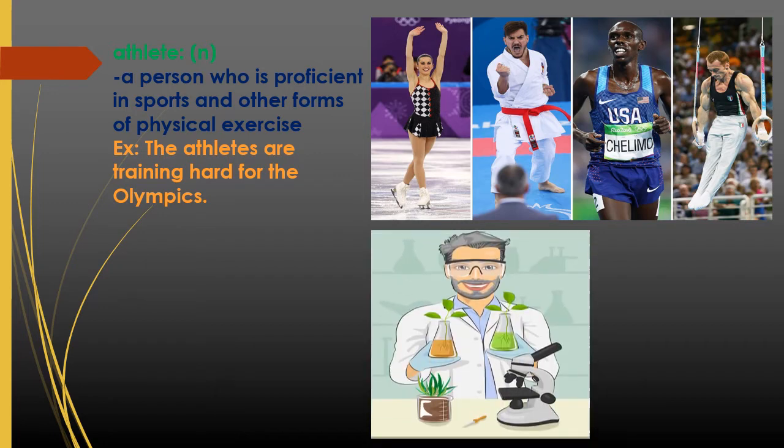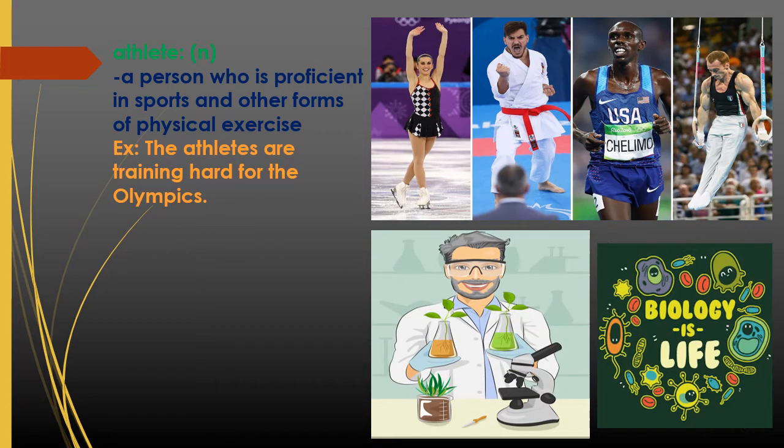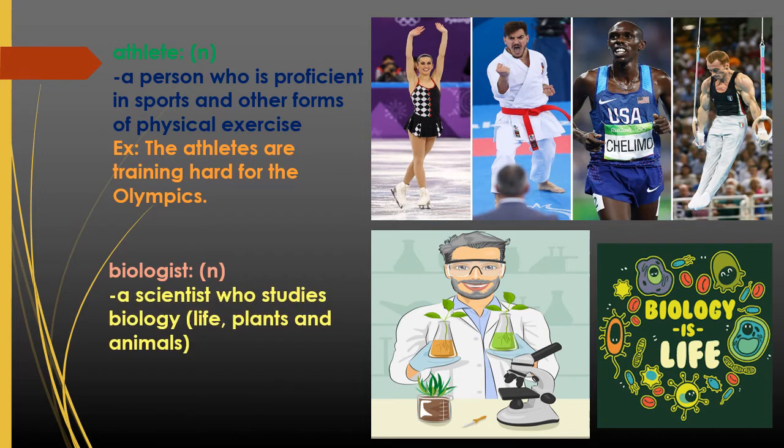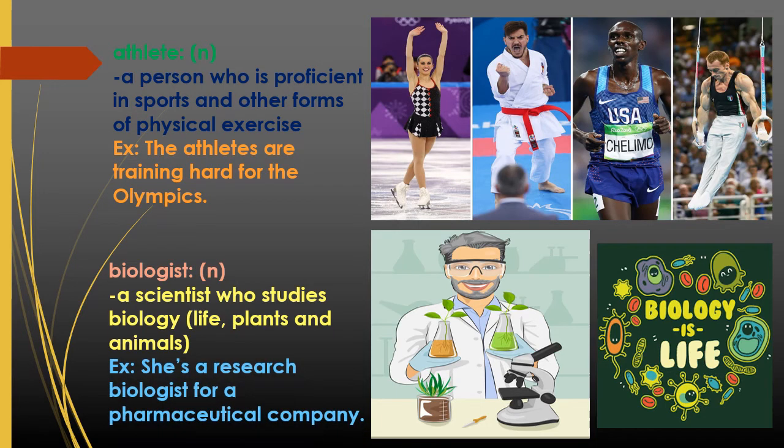Next, what can you see here? I can see here a biologist. Biologist. Noun. What do I mean by biologist? A scientist who studies biology. Biology is the scientific study of the life and the structure of plants and animals. For example, she's a research biologist for a pharmaceutical company. What do I mean by pharmaceutical company? A company connected with making and selling medical drugs.